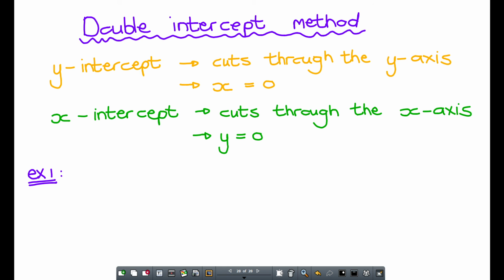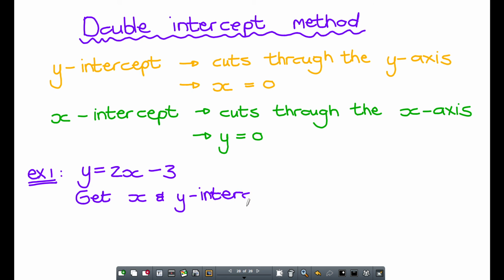Okay. So what I'm going to do is I'm going to give you an example of y is equal to 2x minus 3. And I want you to get me the two intercepts. So get x and y intercepts. No, I'm going to show you now. I'm going to do this with you.